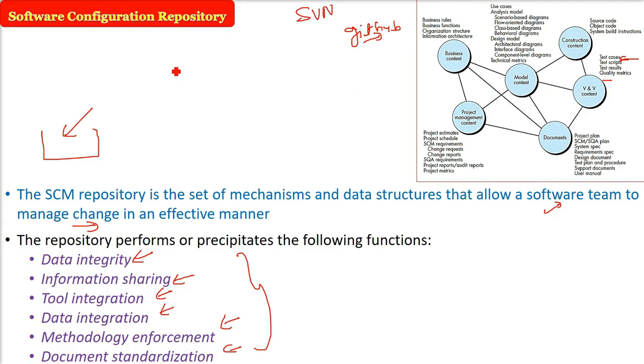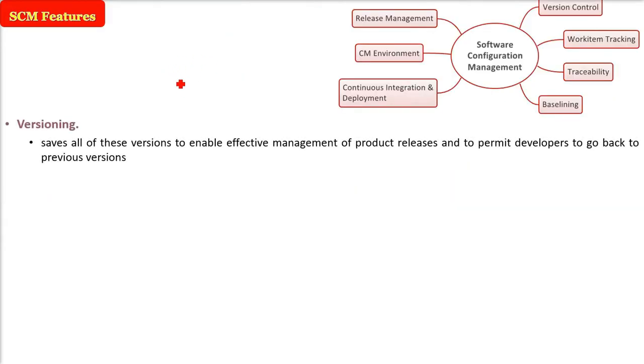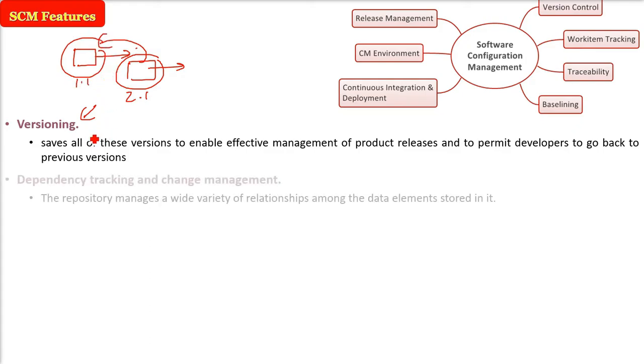For SCM features, we need to understand that every SCM should provide certain characteristics or features. First is versioning. We need to save all of these different versions. For example, we made a product and released it with some version number. We made another increment of this and gave it another version. So how do we manage which one is the previous one, which one is this one, who has worked on it, and what number was given? Everyone should know. So it saves all these versions to enable effective management of product releases, and to permit developers to go back from the new version to the previous version.